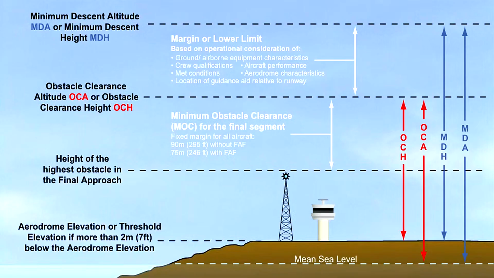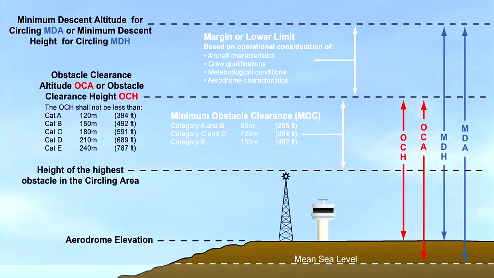The OCA or H for a non-precision approach procedure is defined as the lowest altitude, OCA, or height, OCH, above the aerodrome elevation or the relevant runway threshold, if the threshold is more than 7 feet below the aerodrome elevation, below which the aeroplane cannot descend without infringing the appropriate obstacle clearance criteria.